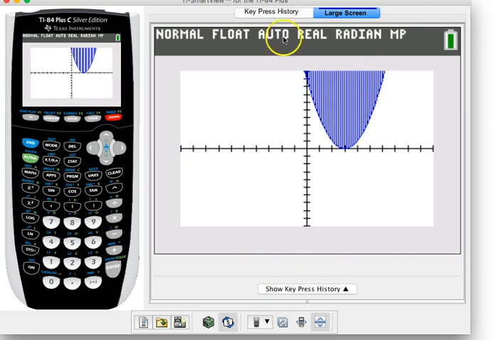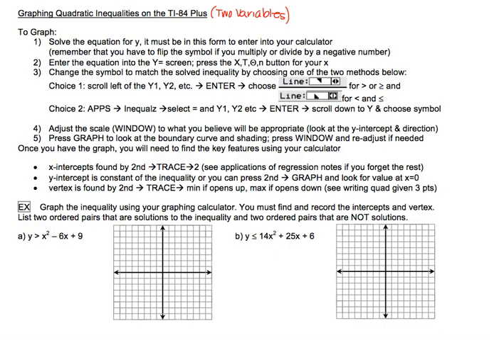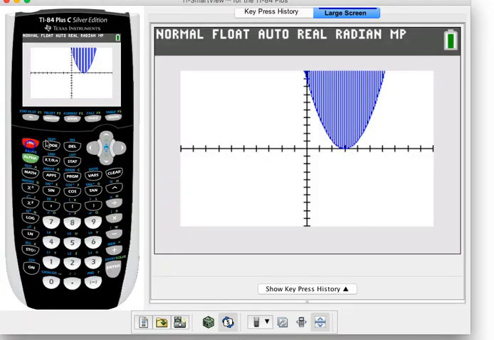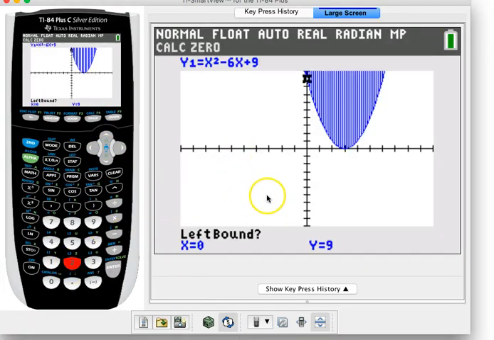The key here, though, is that we need to be able to actually plot real points exactly. So that's what I have on the rest of the notes over here. I've already adjusted my window. I've already pressed graph. I don't need to readjust. I can see everything that I need. So first, I need to find x-intercepts by doing second trace choice 2, zeros.